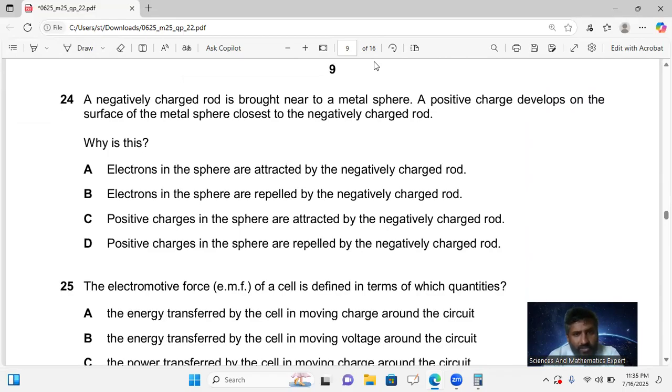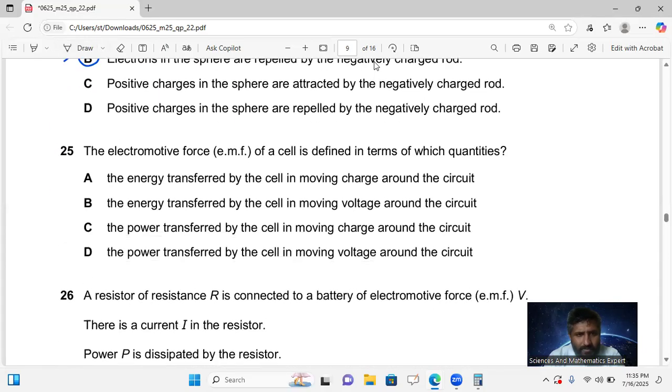And a negatively charged rod is brought near to the sphere. And here he is saying a positive charge develops on the surface of the metal sphere closest to the negatively charged rod. Why is this? Electrons in the sphere are attracted by the negatively charged rod. Electrons are not going to be attracted to negative. Electrons in the sphere are repelled by it. Yeah, that's fine. Electrons are negatively charged by themselves and they are repelled by the negatively charged rod.